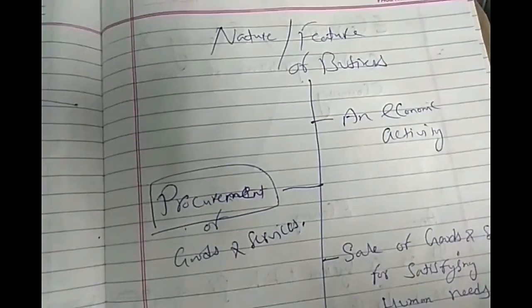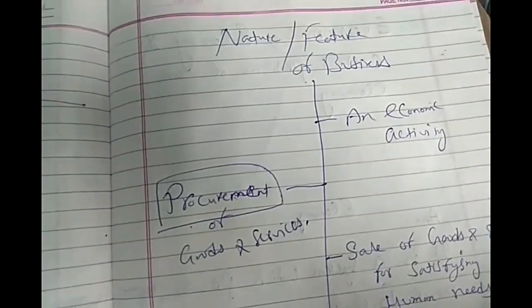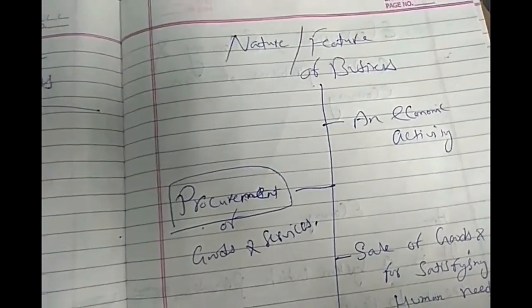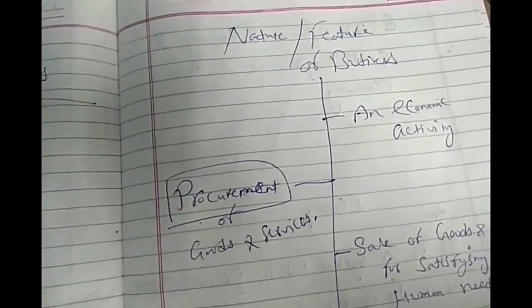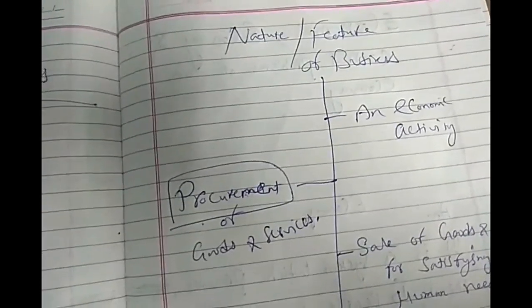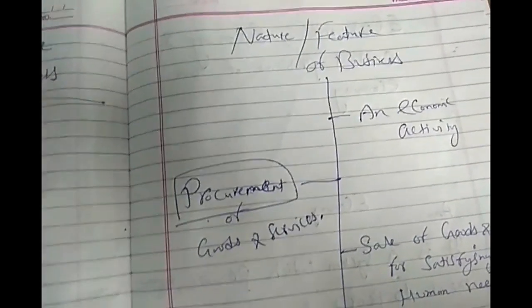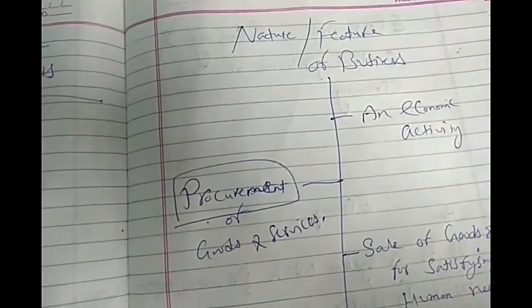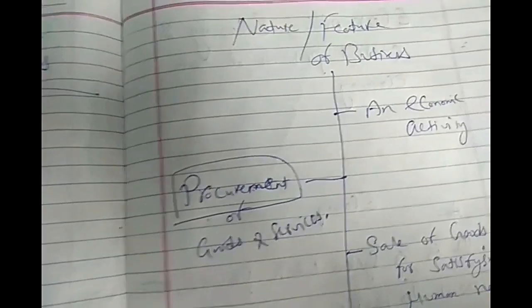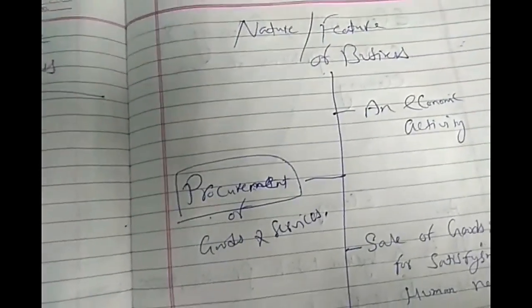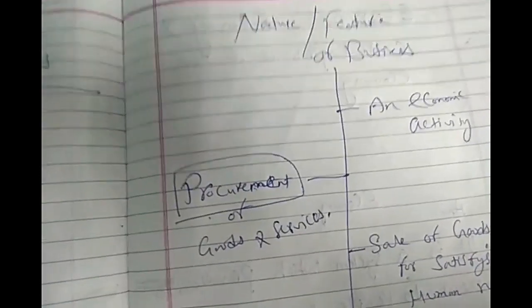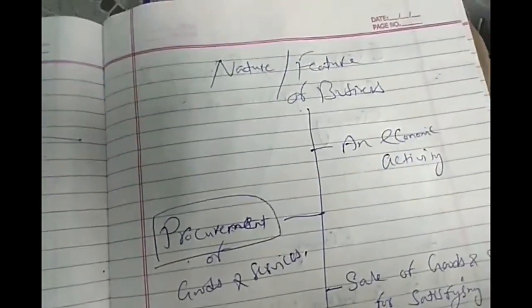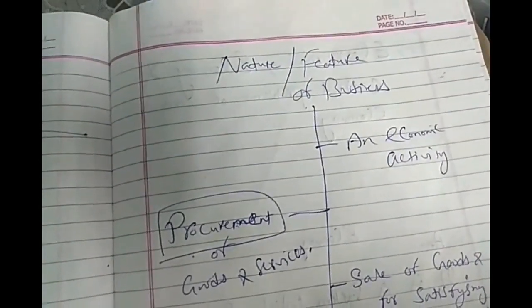Because in business, the person is engaged in carrying out some work in production and procurement of goods and services for satisfying the needs, for earning revenue, and for profit maximization. So he is rendering his services to get the revenue. That's why business is to be considered as an economic activity. That is clear to everyone.